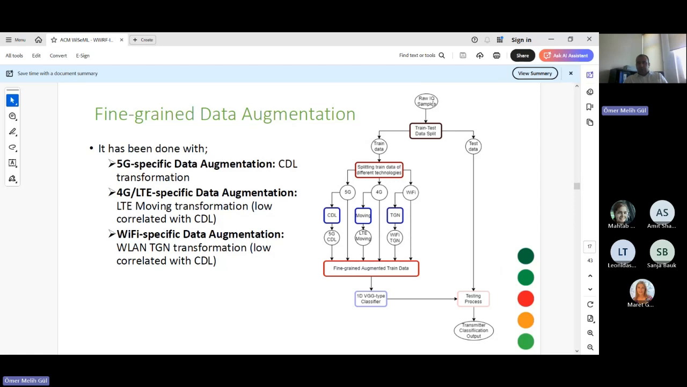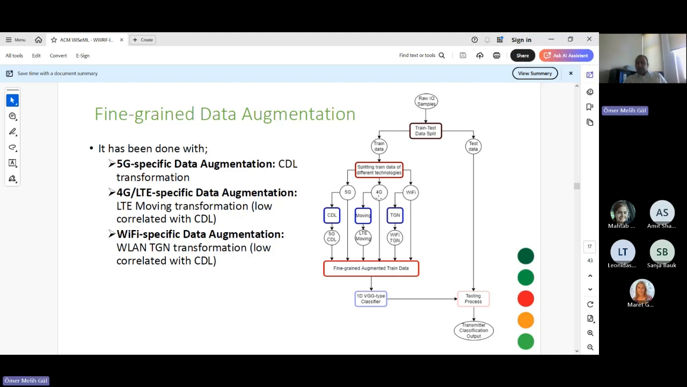You see again raw IQ samples, the train test data split, and a splitting of train data by different technologies. Here we augment the 5G with CDL, but instead of TDL, we find the most suitable protocol for Wi-Fi. When I checked some correlations and different mathematical relations, I saw that the TGN protocol, the TGN approach, is the best transform for Wi-Fi data. So I keep Wi-Fi data, and that is the TGN transformed Wi-Fi. And that is the CDL transformed 5G.